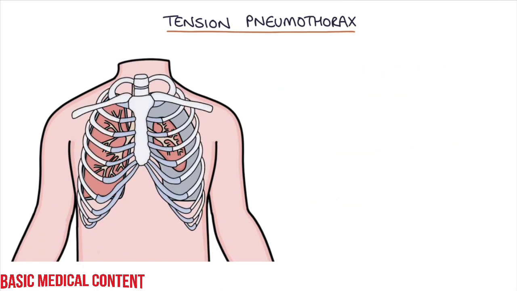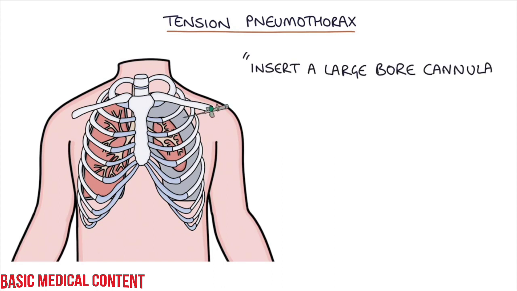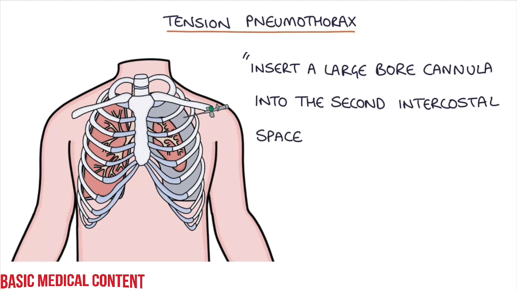How do you manage a tension pneumothorax? Well, the management of a tension pneumothorax is something that's worth just memorizing for your exams and something that you can recite when asked how to manage it. And the answer is to insert a large bore cannula into the second intercostal space in the midclavicular line.